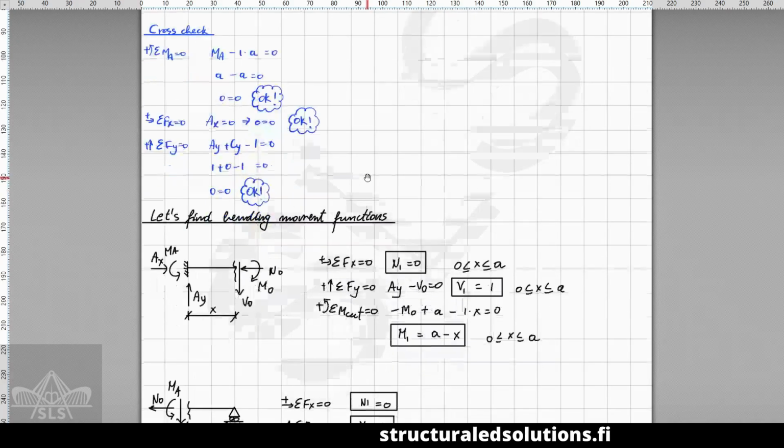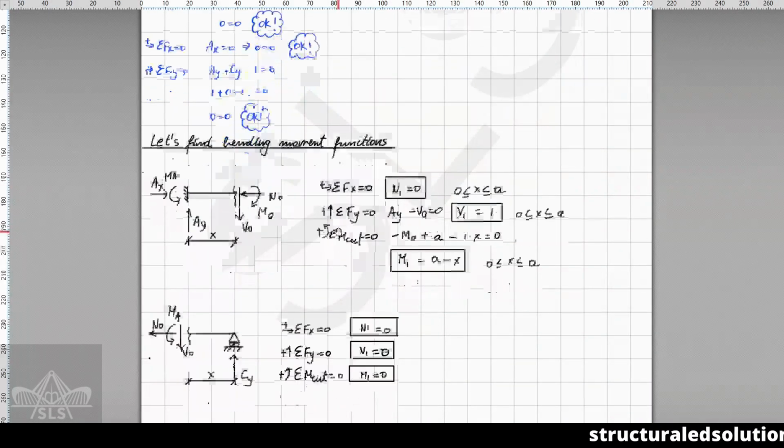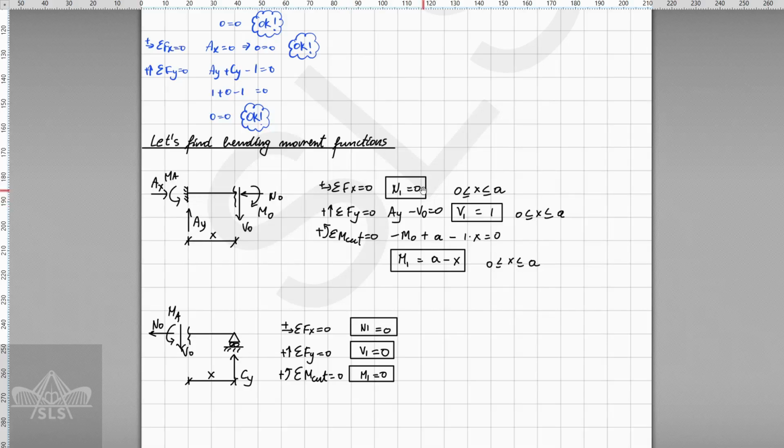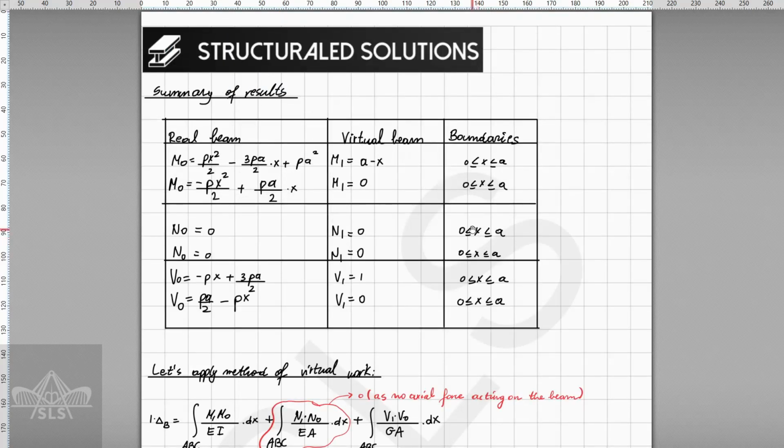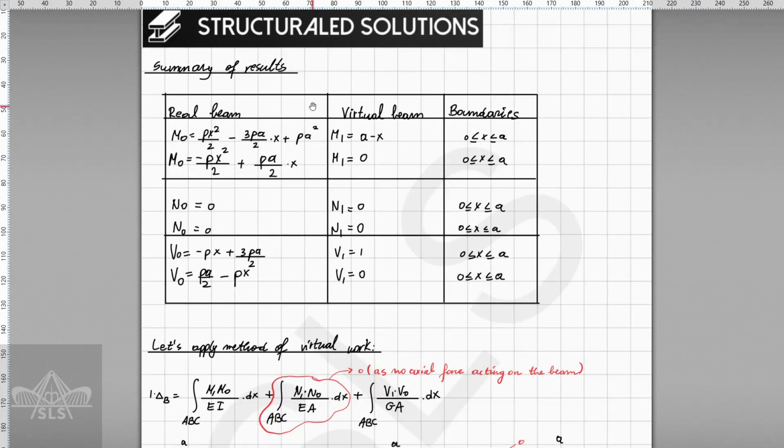Next we are going to find the bending moment functions on the beam where we have discontinuities, and taking the same cut sections as before, we determine the axial, shear and bending moment functions within these boundaries. Next, I prepared a summary of results, which is going to make it much easier when we compute the integrals or use the method of virtual work, so we can have a flow and not make any mistakes. So these are the results for the real beam, the virtual beam, and we have the boundaries from here.